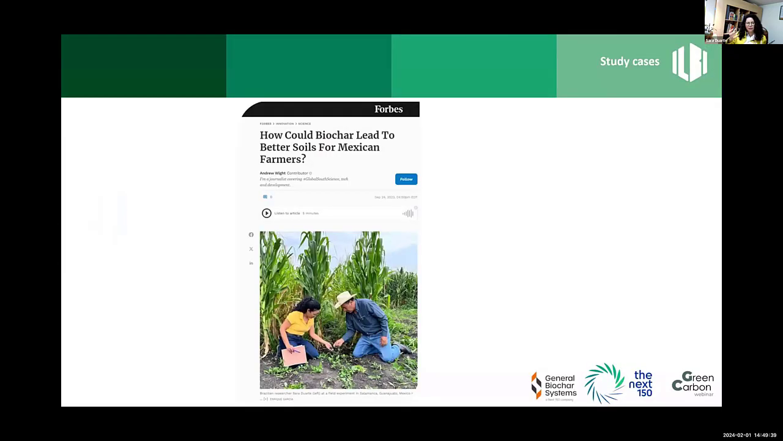This had a real impact because it directly benefits more than 23,000 farmers in Mexico, and it is applied to more than 100,000 hectares. Forbes came looking for these researchers and wanted to do an interview and know more about it. So if you want to know more, please read this article in Forbes.